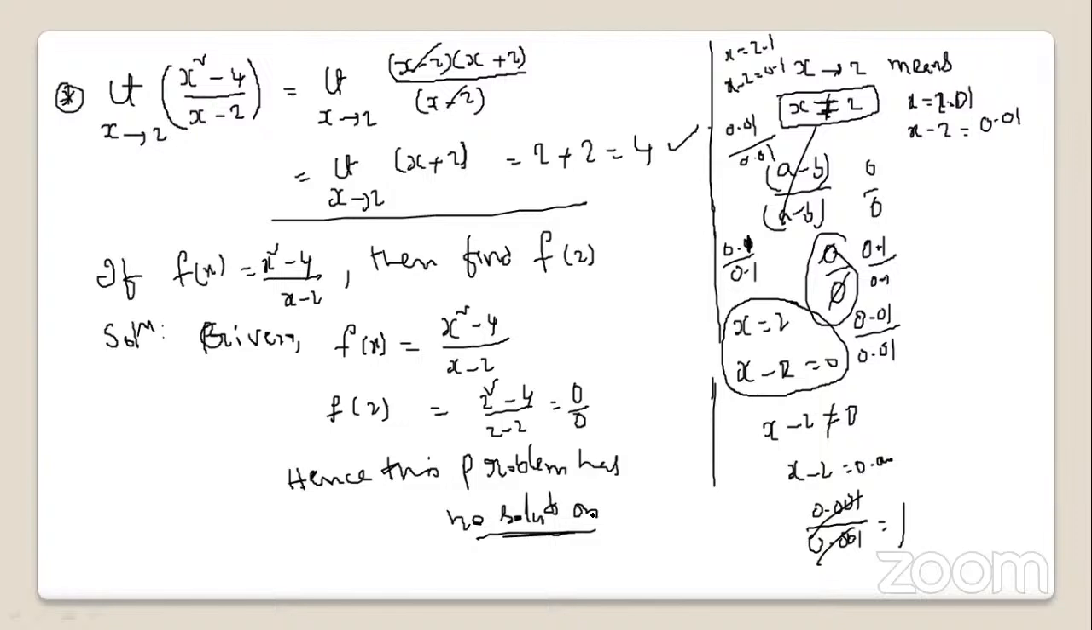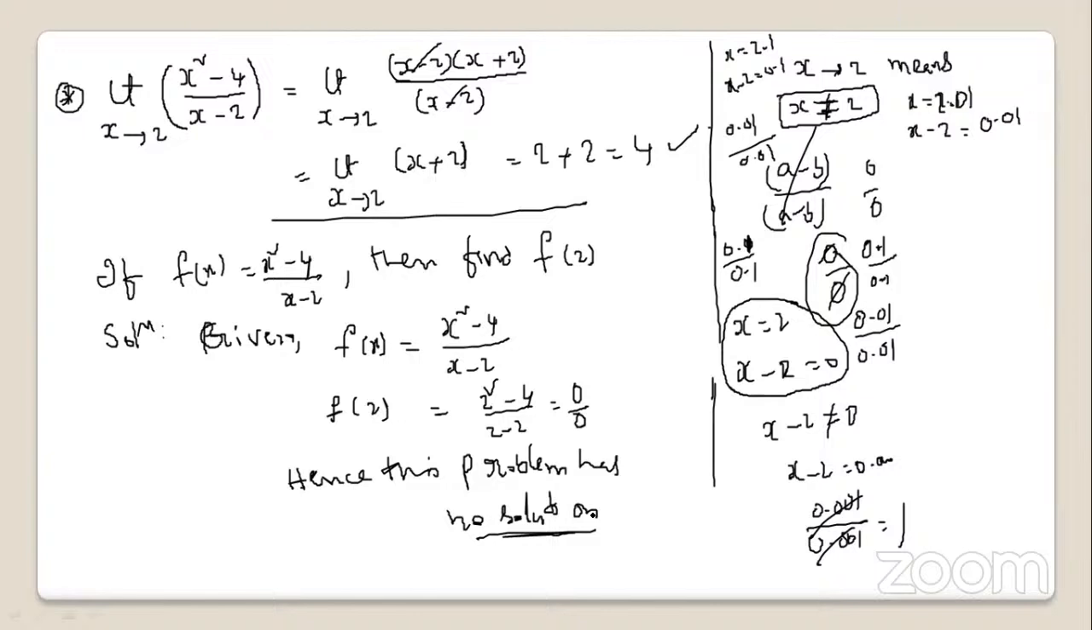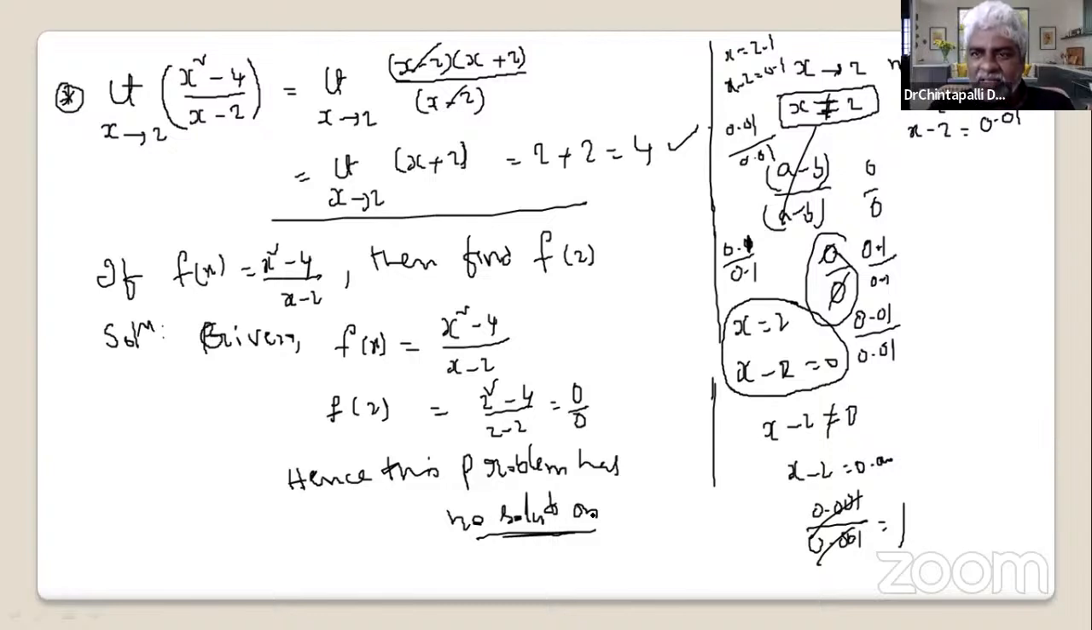Hope you have got the basic concept of limit, right? If we are asked to find the value of f of 2, we conclude this problem has no solution. But if we are asked to find the limit value, we give the answer as 4. Got it? Yes.